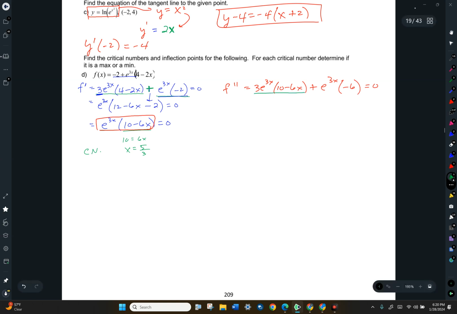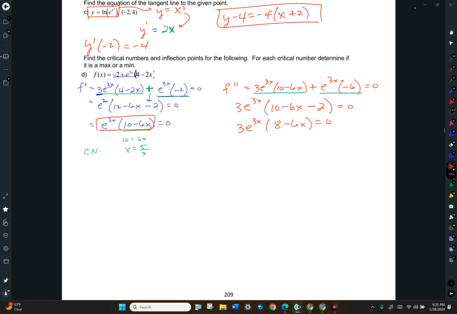I have a big ugly term here, a big ugly term here, and so I think I'll factor out, why don't I factor out a 3e to the 3x? So in the first term, I just have the 10 minus 6x. I'm going to bring down that minus. And if I take out e to the 3x, and if I also take out a 3, won't that be a -2? So what I actually have here is 3e to the 3x times 8 minus 6x.